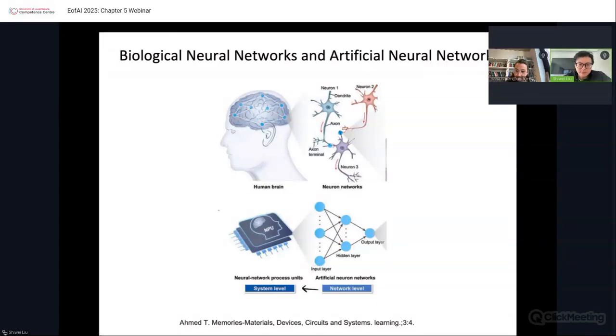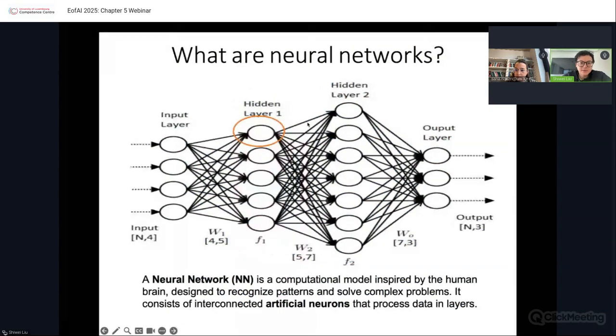And on the bottom is an artificial neural network, which simulates the architecture of biological neural networks, like human brains. It contains an input layer, hidden layers, and goes to output layers. And the neurons in neural networks are connected with weights. Let's look deeper into the architecture of neural networks.